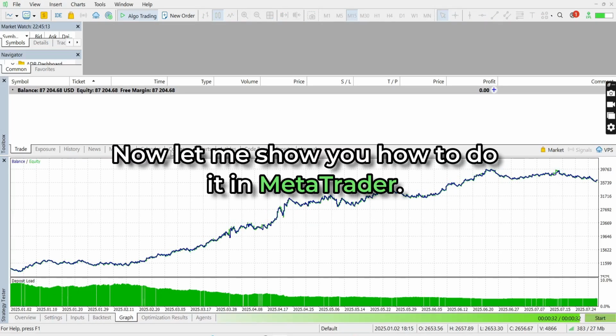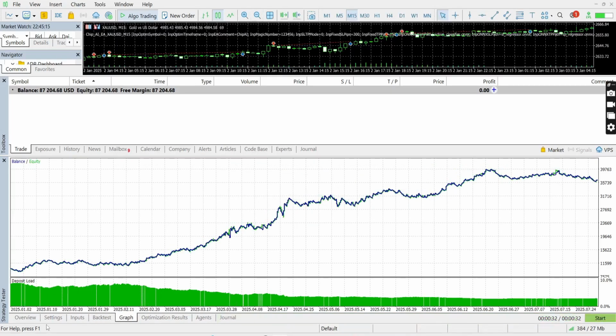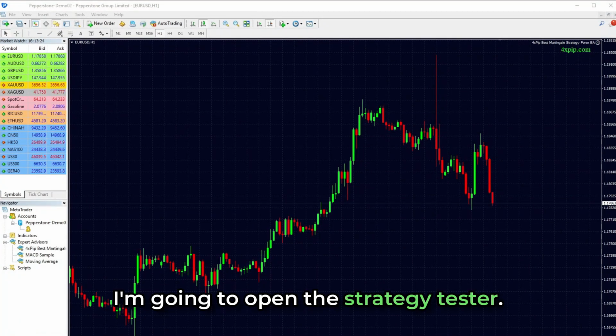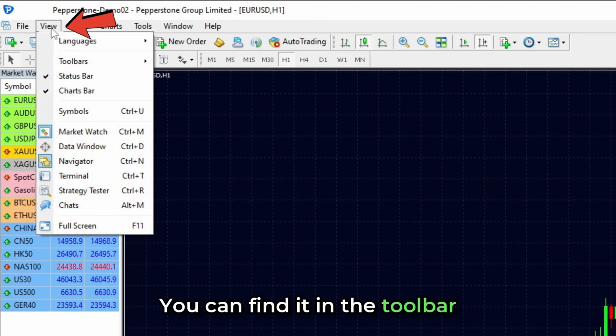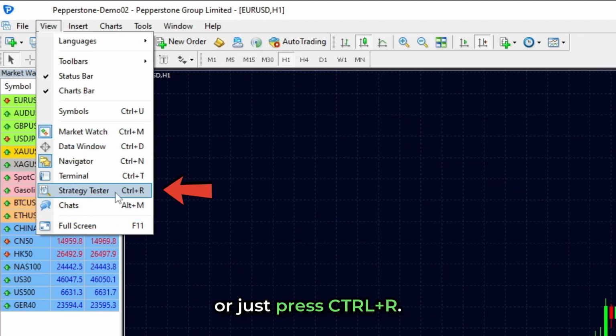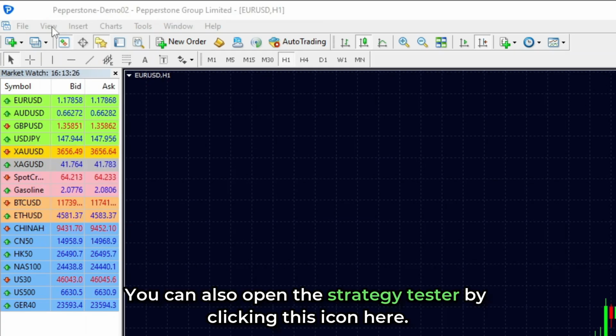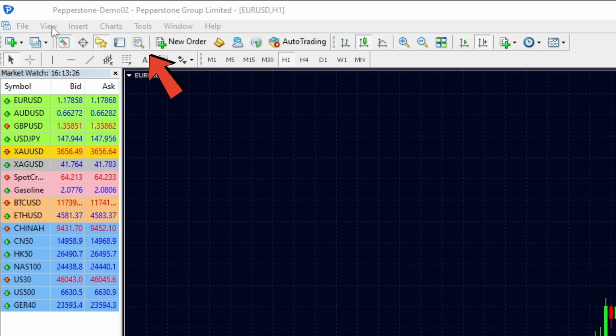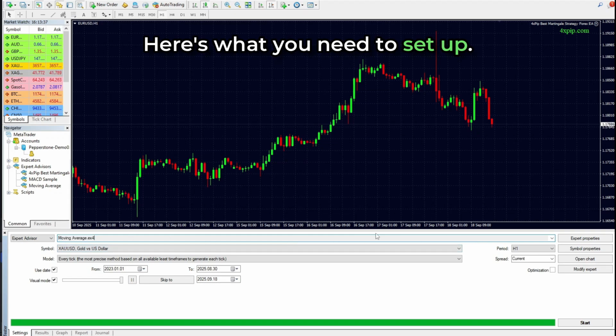Now let me show you how to do it in MetaTrader. I'm going to open the strategy tester. You can find it in the toolbar or just press Ctrl+R. You can also open the strategy tester by clicking this icon here. Here's what you need to set up.